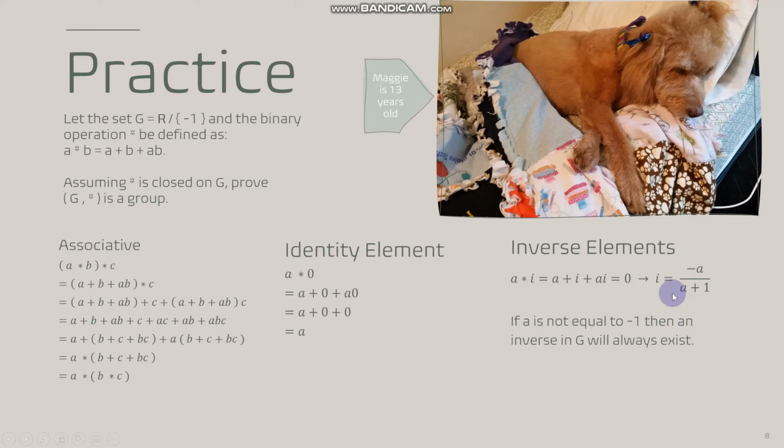So looking at this equation right here, we know that an inverse I is always going to exist for any element a in G, as long as a is not equal to -1, because if it were, we'd be dividing by 0, which is not something we want to do here. And since -1 is not in our set G, because it's defined as all real numbers except for -1, there's always going to be an inverse for every element in G. So now that we've proven that it is associative, has an identity element, and has inverse elements for every member of G, we know that it is in fact a group. So we've just proven that the binary operation star over G is a group.